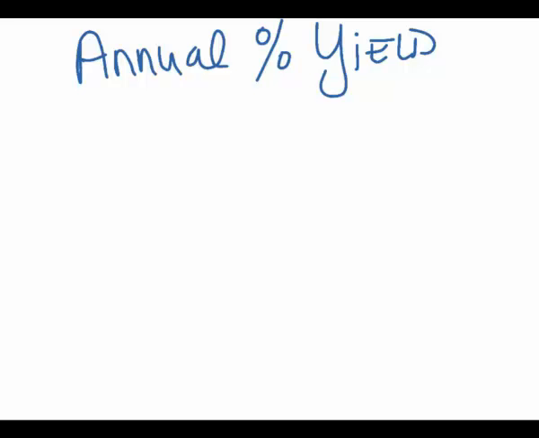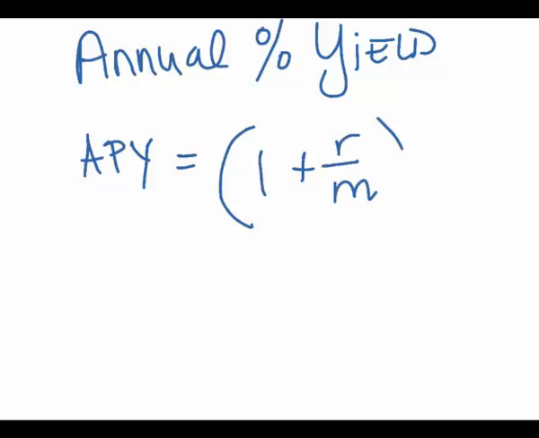Of course, it's probably going to be a lot higher, but it's a negotiating point. It's somewhere to start off with. And so there's a formula for it. APY, annual percentage yield, equals (1 plus R over M) to the M power, minus 1.